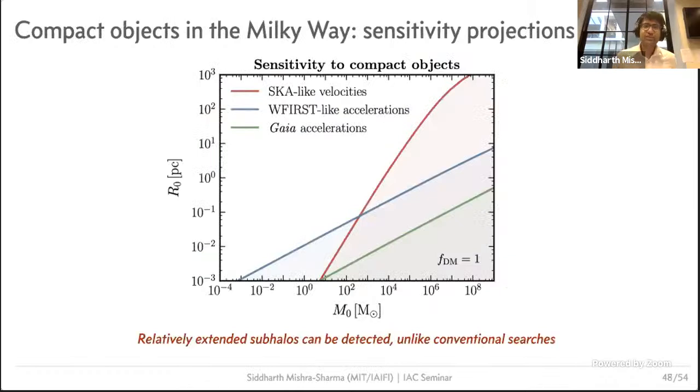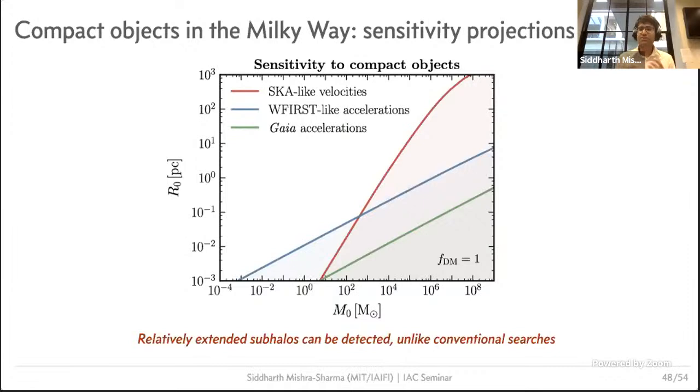So we did this, and we did some sensitivity projections for what kinds of populations you can infer with this kind of power spectrum technique. So this is a plot of the reach of SKA. In red, WFIRST, formerly the Nancy Grace Roman telescope, in blue, and Gaia by the end of its mission. From parameter space where the subhalos are often given mass and size, assuming NFW subhalos. So this is already interesting because you can detect relatively extended subhalos.